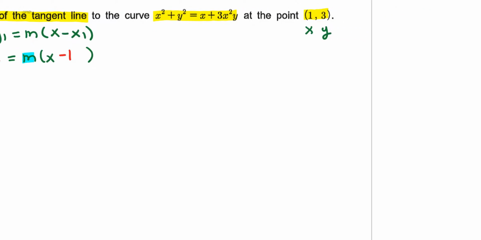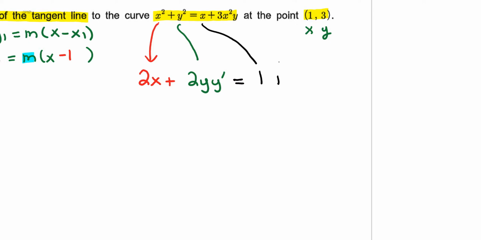Alright, so let's go ahead and take the derivative of this expression right here. The derivative of x squared is going to be 2x, plus the derivative of y squared will be 2y times y prime, equals the derivative of x, which is just 1, plus, now I need to use the product rule on this last term here.